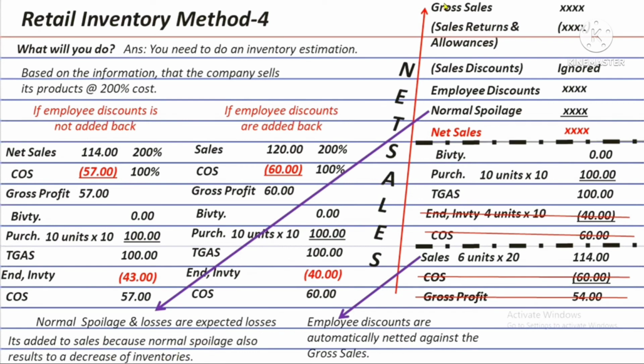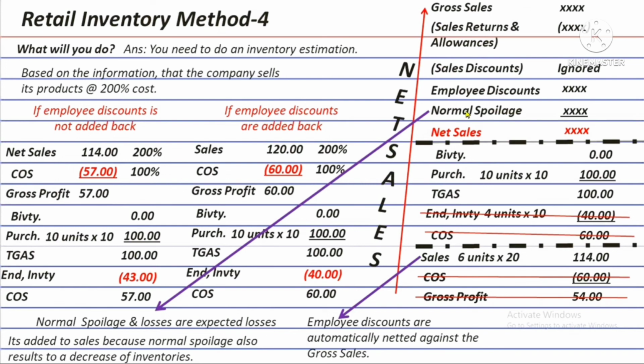So, sales will decrease inventories because those will be delivered to customers, right? And the normal spoilage, normal losses, and normal breakage also decrease the goods available for sale because you cannot sell those already because they are damaged. So that is why they are combined. Okay? So that's it for the components of the net sales plus the normal breakage, normal losses, and normal spoilage.